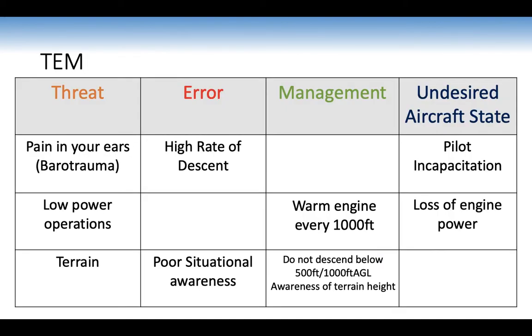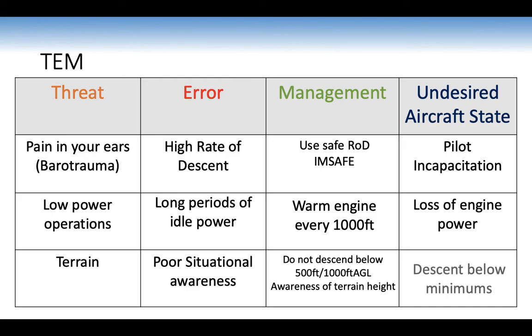Are you adequately nourished? So in terms of threat and error management, the threat of pain in your ears, barotrauma, will be a high rate of descent. The undesired aircraft state will be pilot incapacitation. So make sure you use a moderate rate of descent and use I'M SAFE. Low power threat: warm the engine every 1,000 feet, otherwise loss of engine power. The error would be not warming the engine and having long periods of idle power. And the threat of terrain, poor situational awareness: do not descend below those minimum altitudes, otherwise the undesired aircraft state is a descent below minimum. So make sure you watch out for that. So these are three main threats. Certainly our lesson isn't limited to these threats, but there are a lot more threats that exist as well.